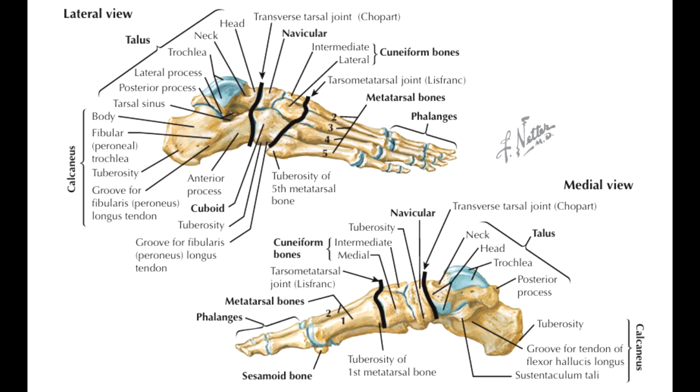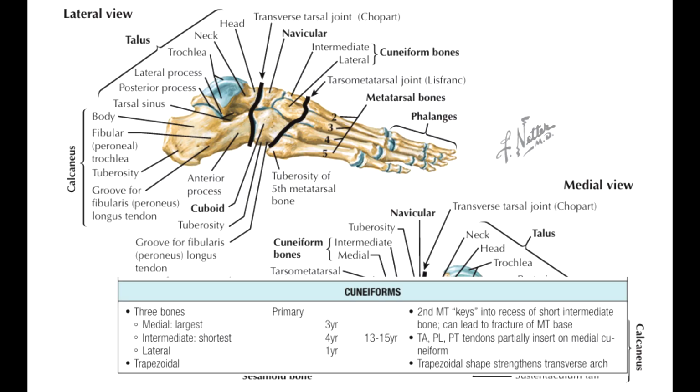And finally, we reach the three cuneiform bones, medial, intermediate, and lateral. Together, they form the anterior portion of the medial column, articulating with the navicular proximally and the first 3 metatarsal bases distally. The medial cuneiform is the largest. The intermediate cuneiform is the smallest, and the lateral cuneiform lies adjacent to the cuboid. These bones ossify between 1 and 3 years of age and fuse by adolescence around 13 to 15 years.